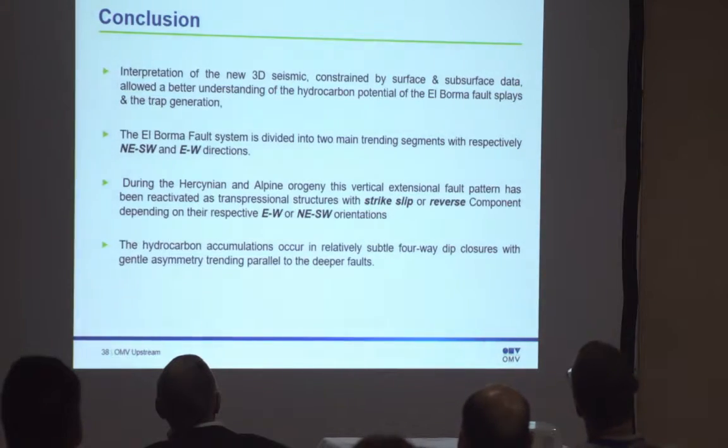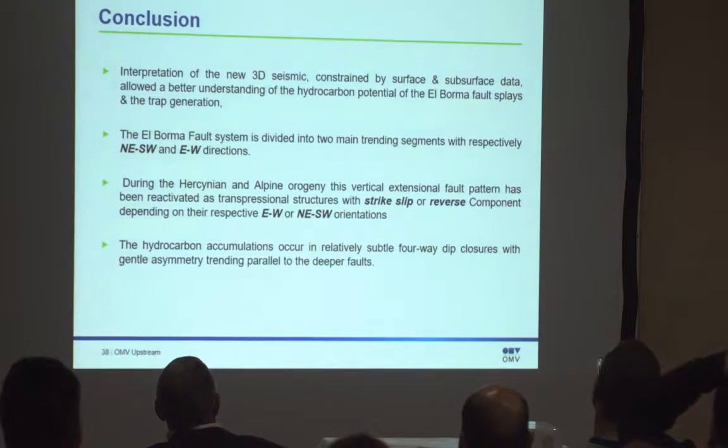This is the conclusion. The interpretation of the new 3D seismic survey, constrained by some surface and subsurface data, allowed us a better understanding of this fault geometry and the traps and the topology of the structures related to these faults. The Burma fault is divided mainly into segments and branches with northeast and east-west direction. During the Hercynian and Alpine orogeny, this vertical extensional fault was reactivated as a transpressional structure with strike-slip or reverse component, depending on the respective direction of the fault, east-west or northeast-southwest orientation.